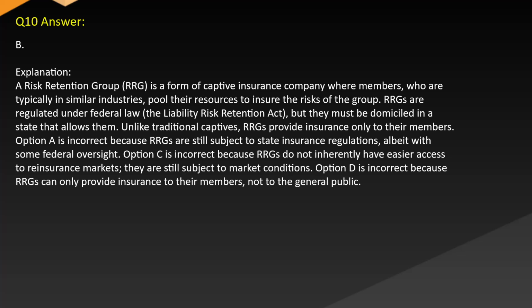Option A is incorrect because RRGs are still subject to state insurance regulations, albeit with some federal oversight. Option C is incorrect because RRGs do not inherently have easier access to reinsurance markets, so they are still subject to market conditions. Option D is incorrect because RRGs can only provide insurance to their members, not to the general public.